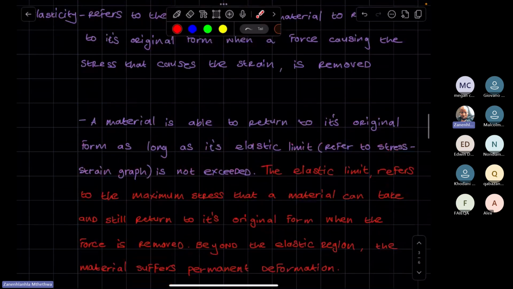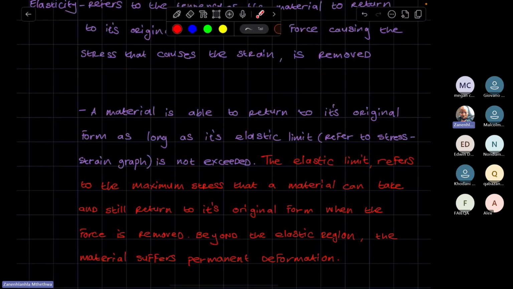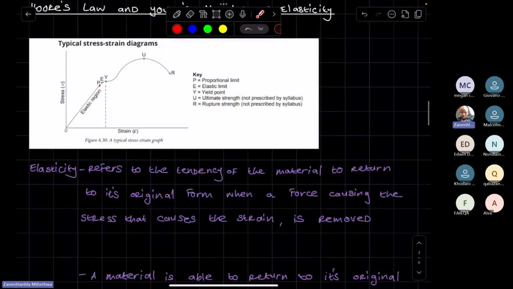Now, I also said that material is able to return to its original form as long as its elastic limit is not exceeded. That is what I've just explained. If you look at the graph, there are a lot of points on it. Like I said, at this level we only focus on the part of the graph where Hooke's law is being satisfied. So that is P, E, and Y.